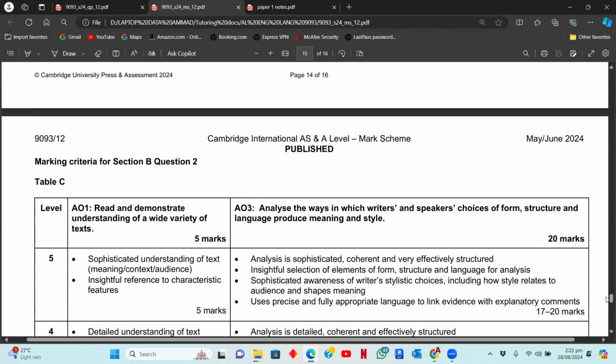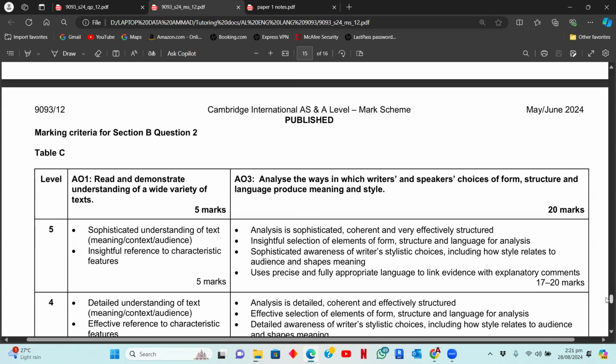You're going to get the highest bands if the analysis is sophisticated, coherent, effectively structured. Your analysis itself has to be structured, right? It says use separate paragraphs for all of these different styles. So you're going to be marked on your structure as well. Insightful selection of elements, form, structure, language, sophisticated awareness of writer's stylistic choices. That means whatever you're picking up, why do you think that makes an impact? Why do you think the writer is using that? And then linking all of the evidence properly. Evidence and justifications are those that you pick up from the passage and support your reasoning. Linking them up repeatedly and using them effectively, that's all that you're marked on.